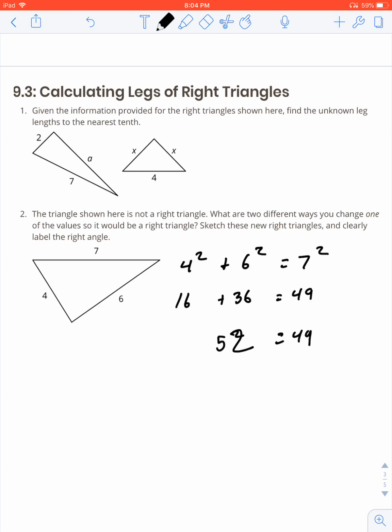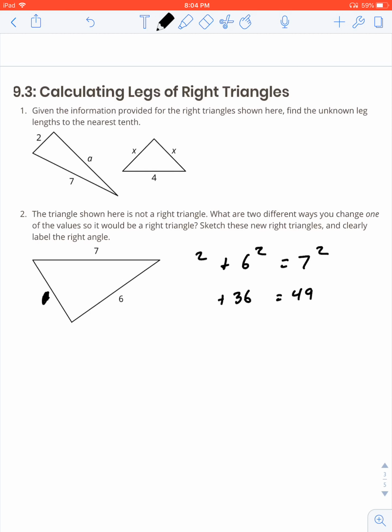So then the question says, okay, well, what are two different ways you can change one of the numbers so that it can become a right triangle? So let's just take a minute here and look, okay? Let's just say, for example, it has to equal 49. So we can change a whole bunch of numbers to try and figure out how to make this work. So let's go ahead and change this 16 here. We're going to cross this 4 off. We're going to leave this 6 squared, okay? And we know some number plus 36 equals 49.